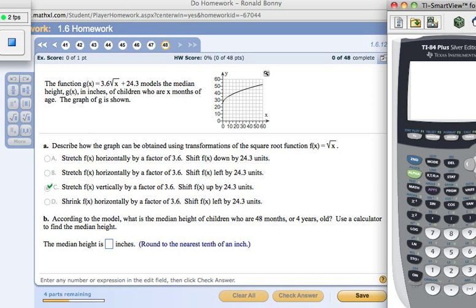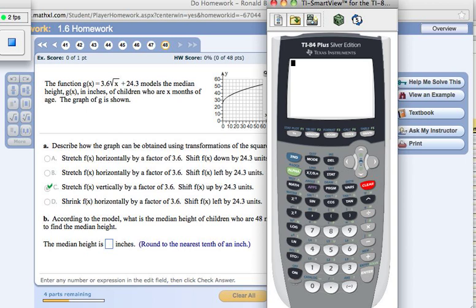Now, the second part says, according to the model, what is the median height of children who are 48 months or 4 years old? Use a calculator to find the median height. The median height is blank inches, round to the nearest tenth of an inch. So what we're simply going to do is take the number 48 and plug it into this function here. So I'm going to type in 3.6, and I'm going to press second and then x squared, and that's going to give me a square root. On your calculator, it may look slightly different because I have an updated operating system on mine, but you'll still type the numbers in the same.